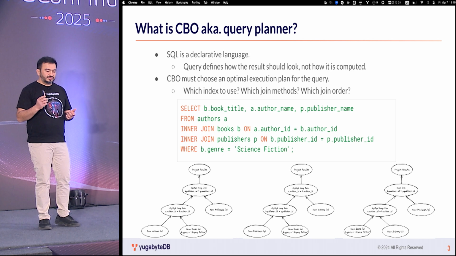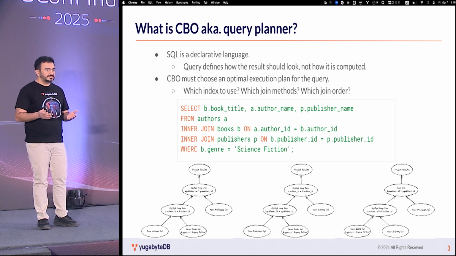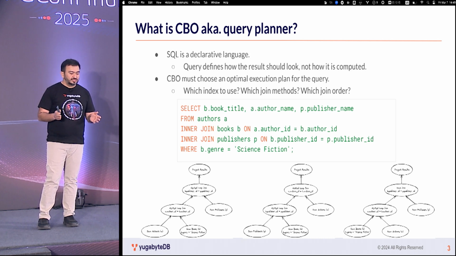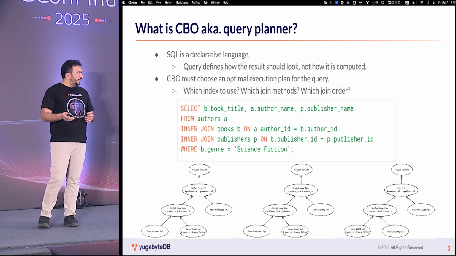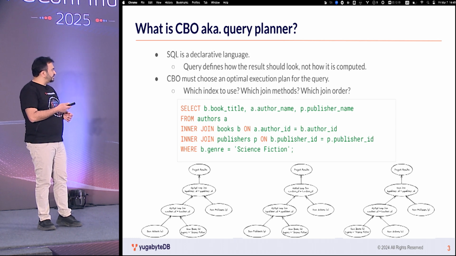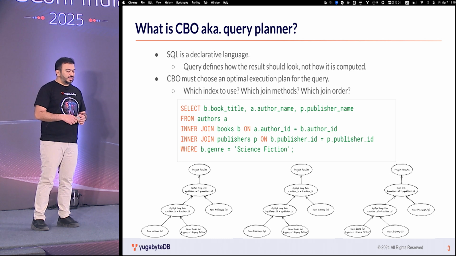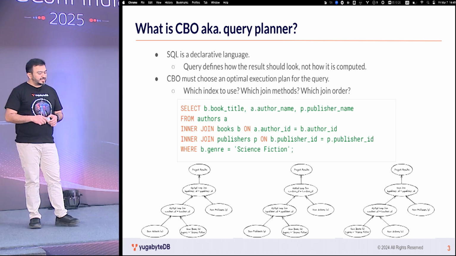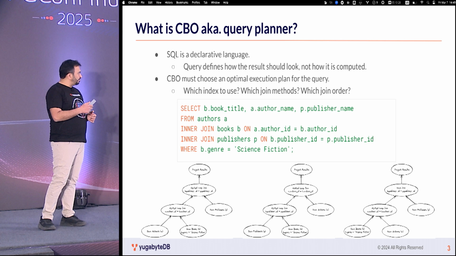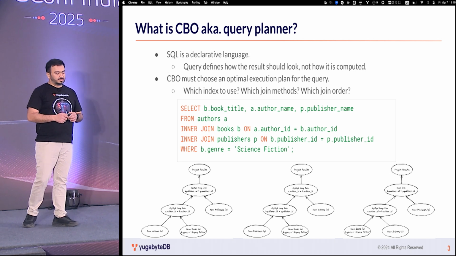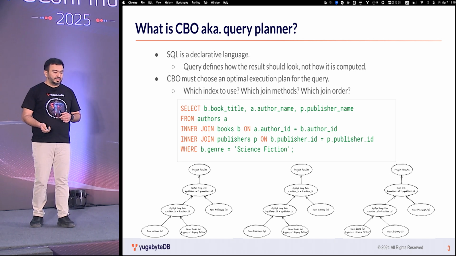And so what could that be? For each table, you could have different indexes, different scan methods to scan that table. You could have different join methods. You could have different join orders. I have here a simple example for a query that is trying to fetch all books from the science fiction genre and also the names of the authors and publishers with that. And you can see that even for this small query, there can be a large number of execution plans that are possible.